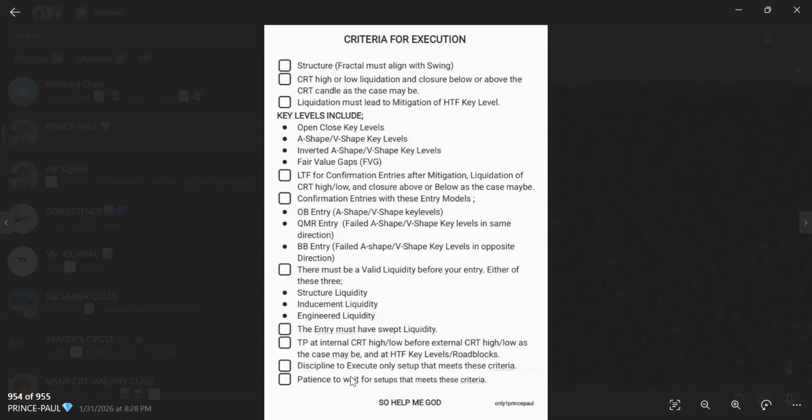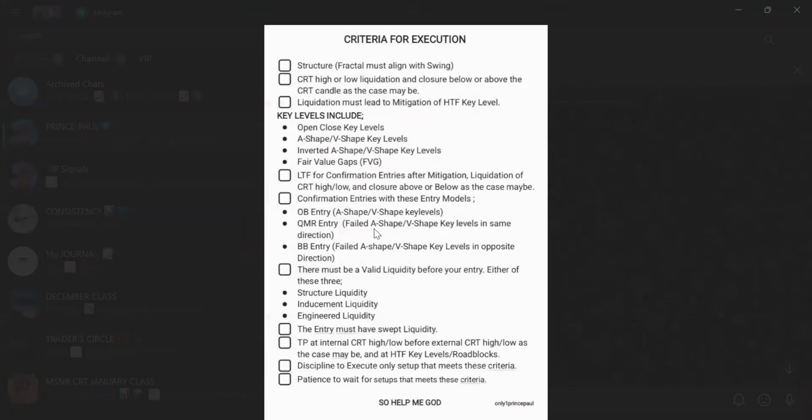Then the final two are discipline, to only take setups that meet these criteria. Only setups that meet these criteria are the setups that I am willing to execute. Then patience to wait for setups that meet these criteria. And so I just want to go straight back to the PTC chart so that you can see all these things I have listed for yourself.